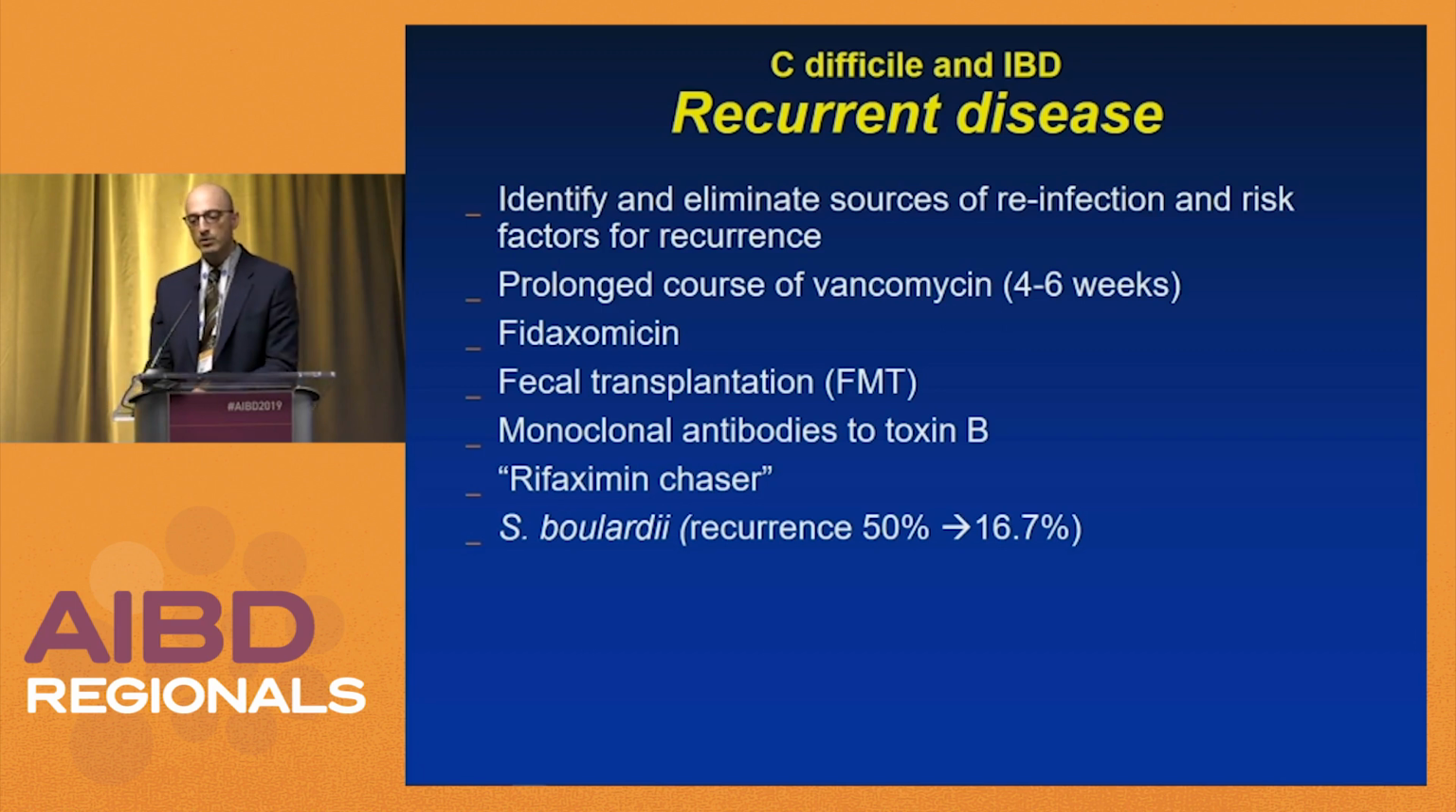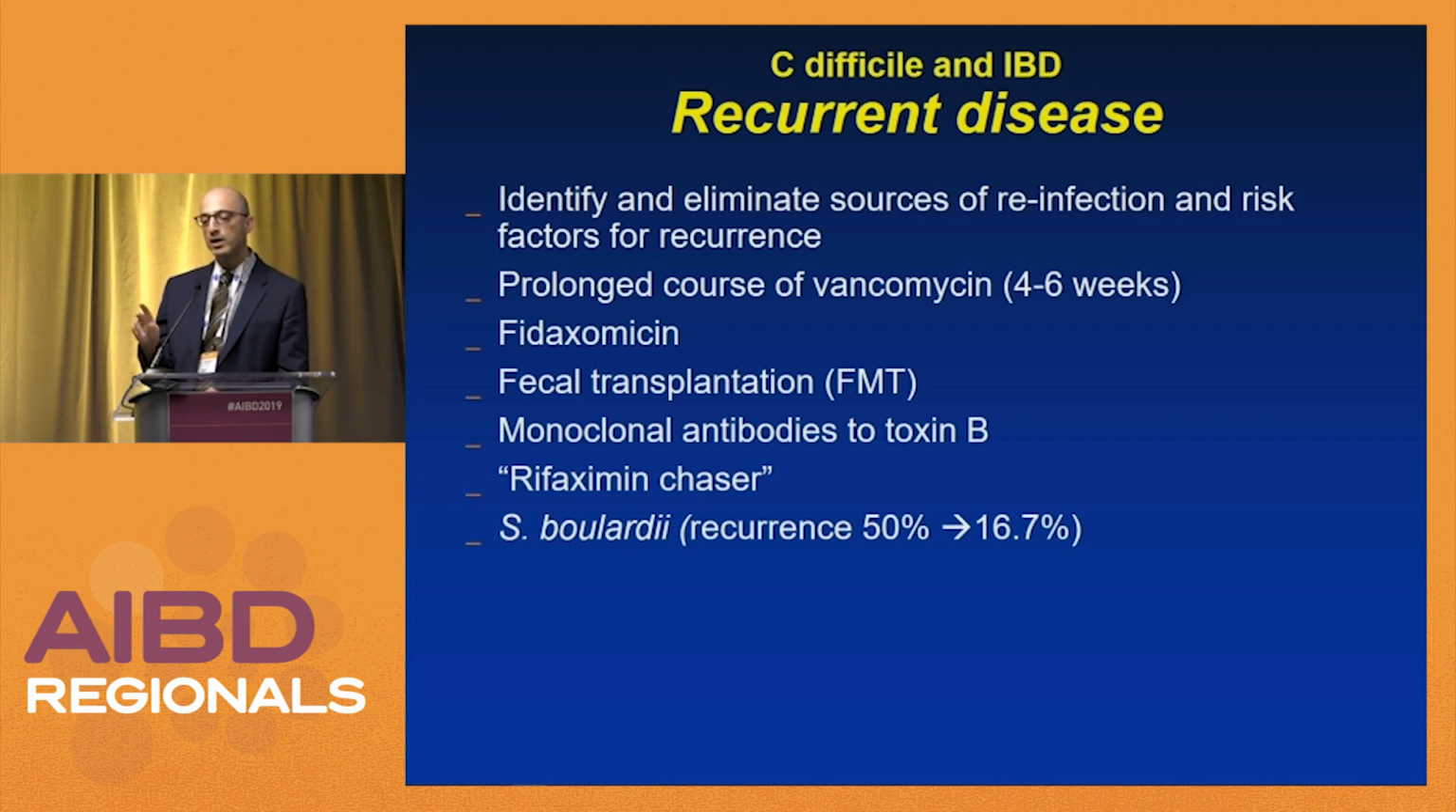Other options are to use a monoclonal antibody against toxin B. So there's a drug on the market called bezlotoxumab that I'm going to show data of that is effective in preventing recurrence in high-risk individuals while they're on antibiotics.